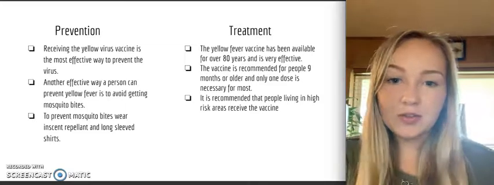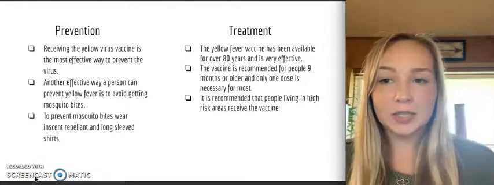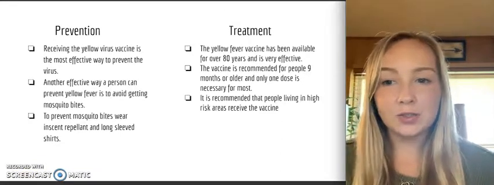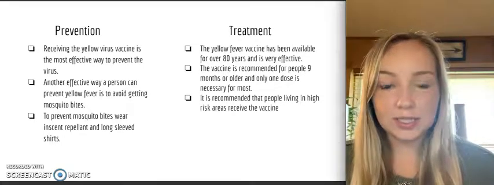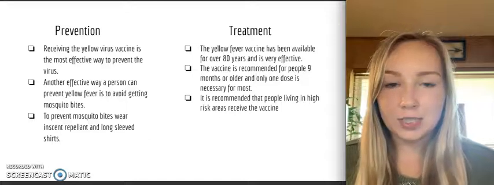The treatment for yellow fever is pretty simple. The yellow fever vaccine has been available for over 80 years and is very effective. The vaccine is recommended for people 9 months or older, and only 1 dose is necessary for most. It is recommended that people living in high-risk areas receive the vaccine.